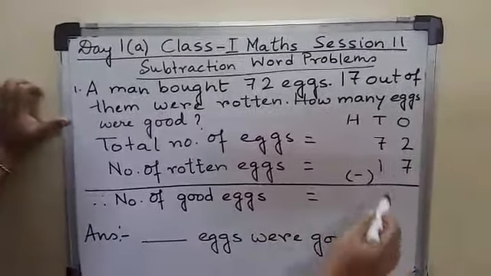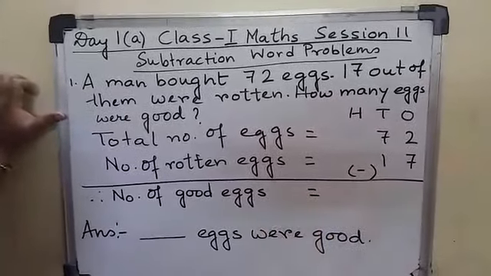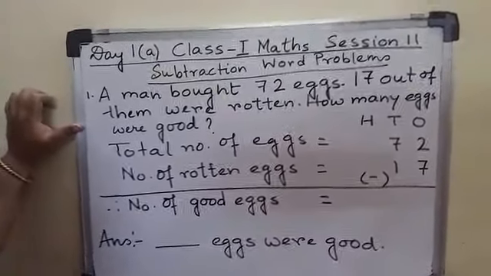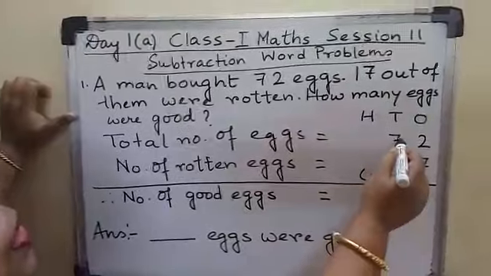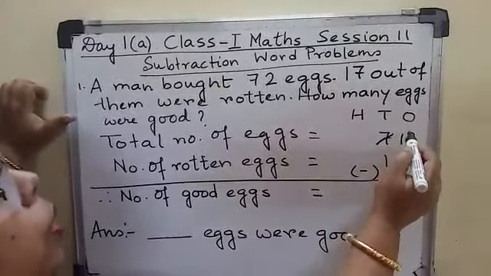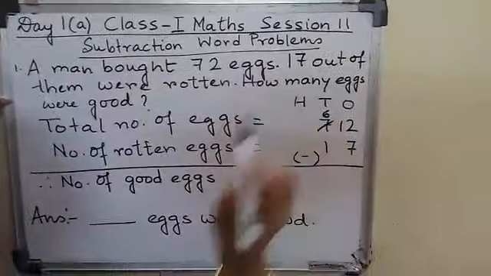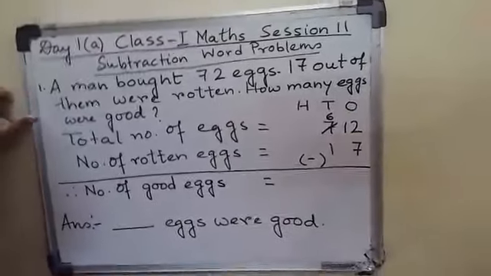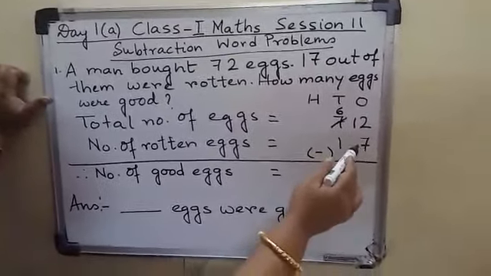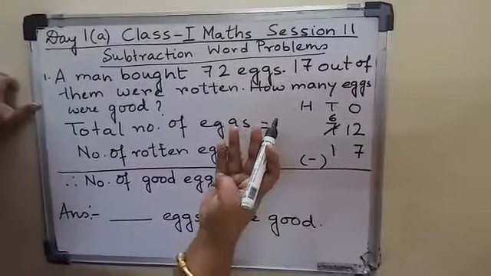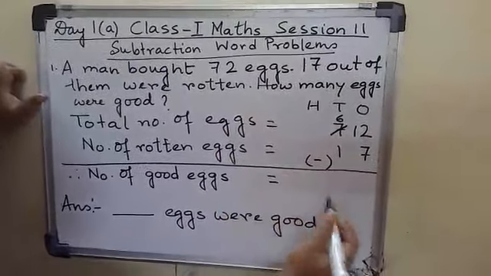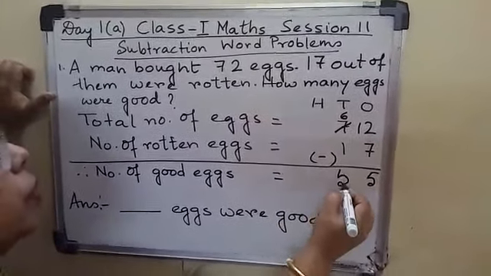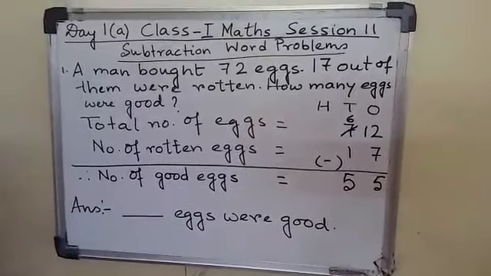See, here it is given 72. 2 is here and 7 is here. Can you subtract 7 from 2? No. So what did I teach you? You need to borrow 1 from the tens place. So we borrow 1 and write 1 here, and on top you write then 6. Since we have borrowed 1 from 7, so 7 minus 1 is 6. So we write on top 6 and here it comes 12. Now you can subtract 7 from 12. So count 8, 9, 10, 11, 12. How much? 5. And 6 minus 1 is 5. So 55 eggs were good.